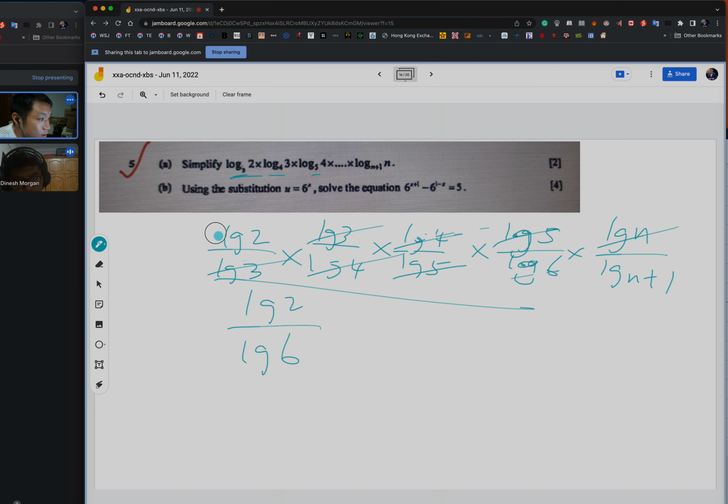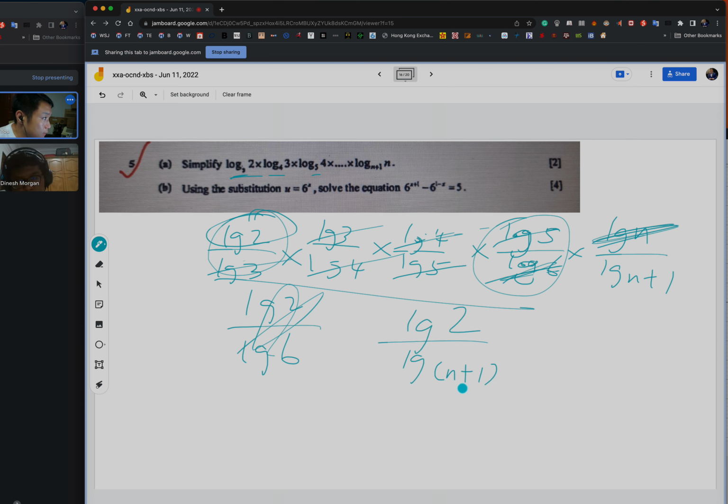Okay, so the first one, then the last one, right? Same thing. If you go until this, this log 6 will be over, then this one will be this. You're left with the log 2 over log n plus 1. Does it make sense?